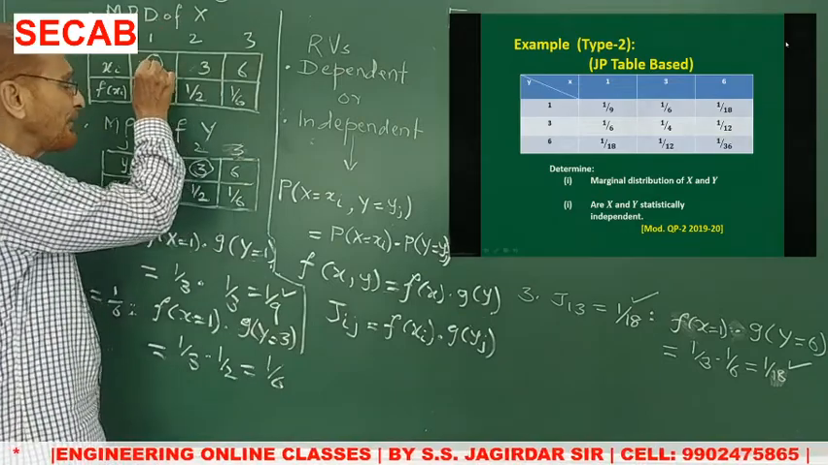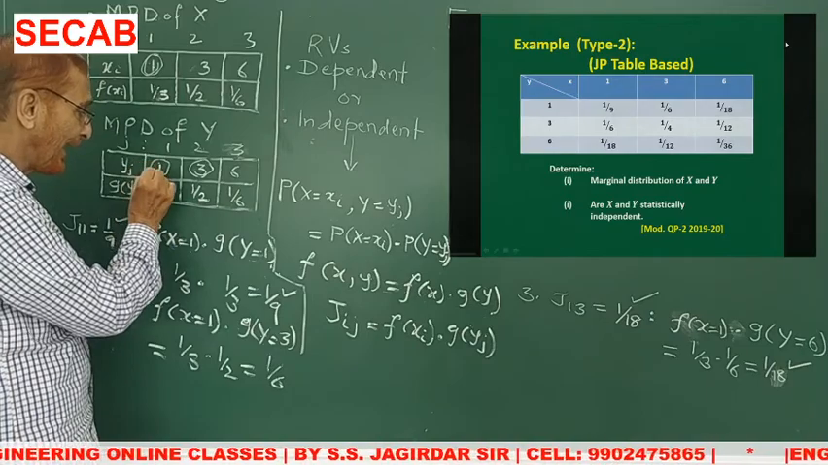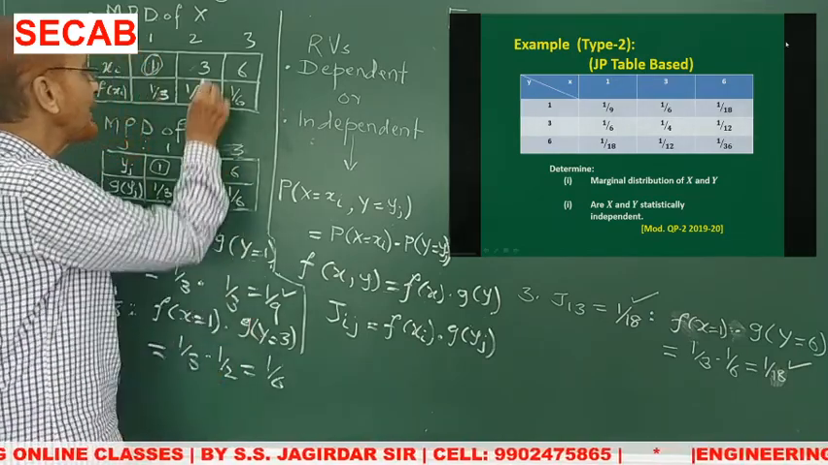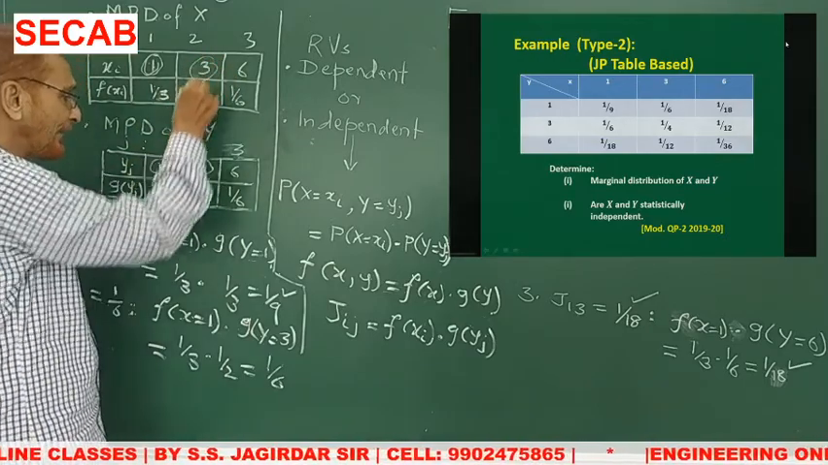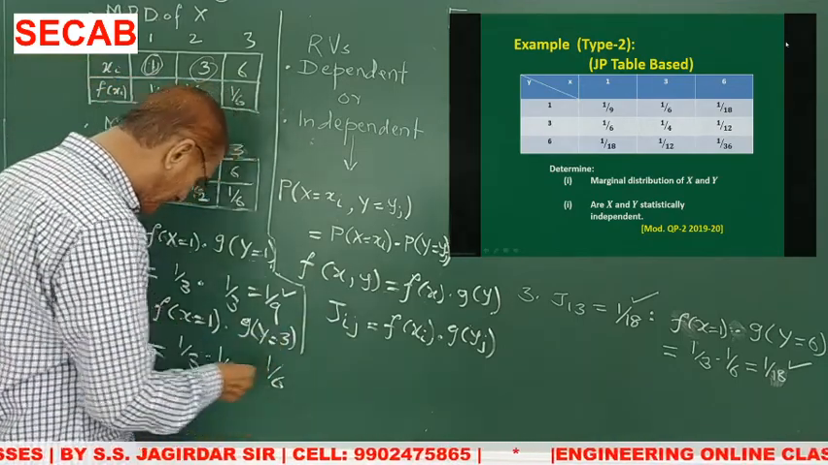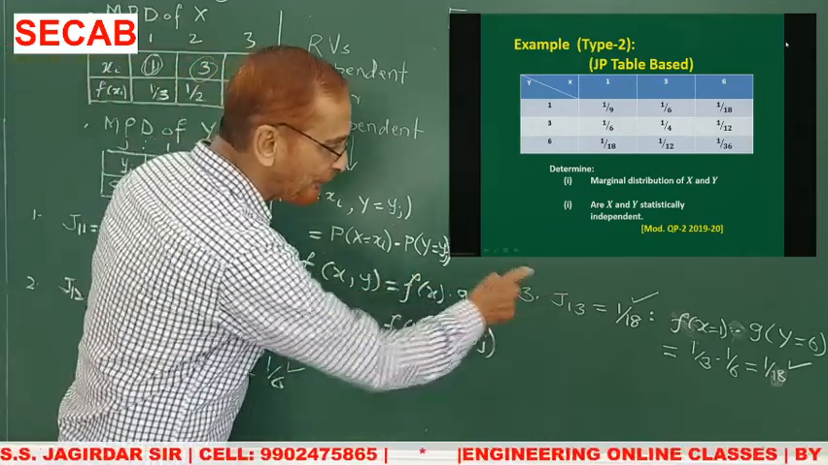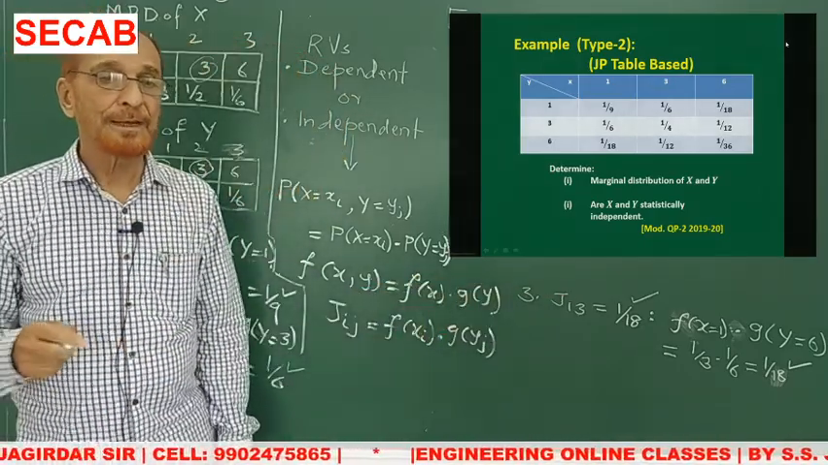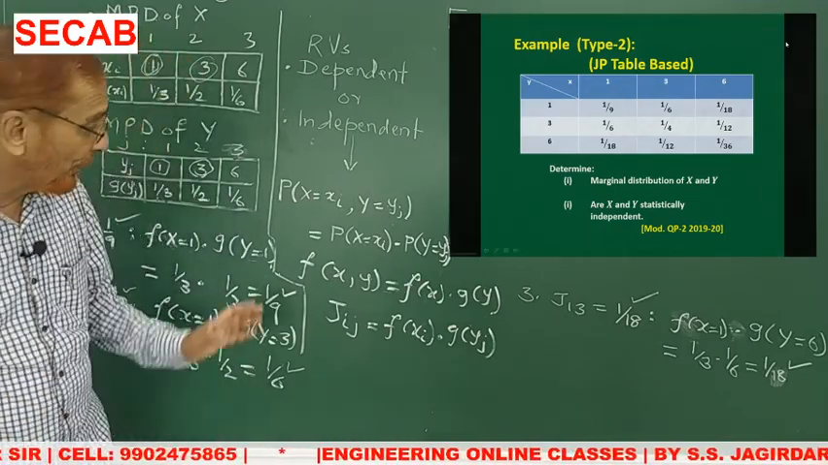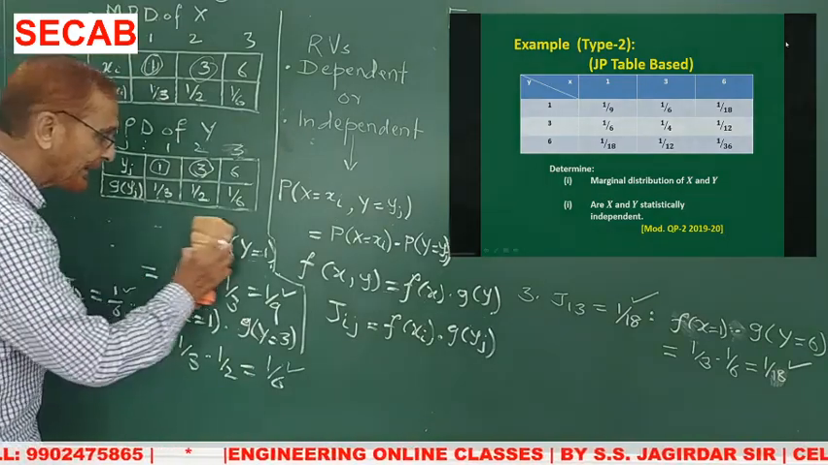That means with 1 we have verified all the pairs of y, that is 1 with 1, 1 with 3, 1 with 6. Similarly you have to go for 3 with 1, 3 with 3, 3 with 6. In all cases, if the same type of pattern is present, 1 upon 6, 1 upon 6, 1 upon 9, 1 upon 9, 1 upon 18, 1 upon 18, then the variables are said to be independent. Okay, now I will go for the next. 1, 2, 3 we have finished.